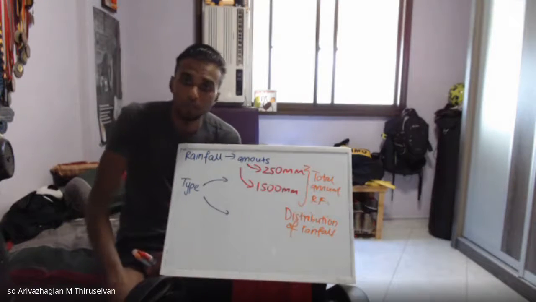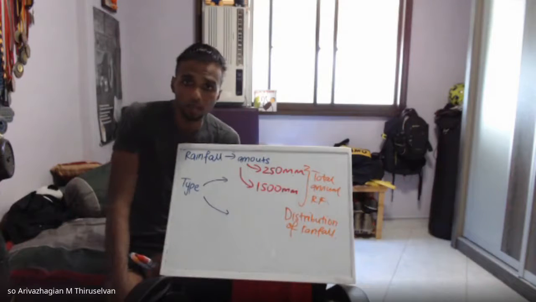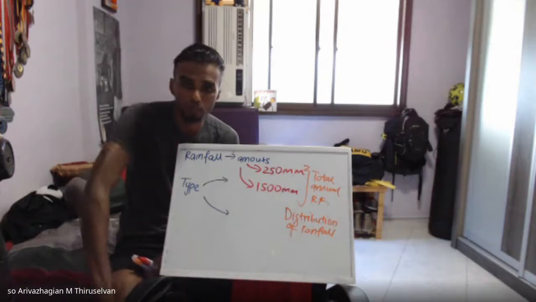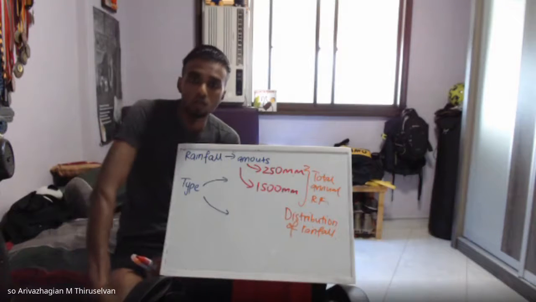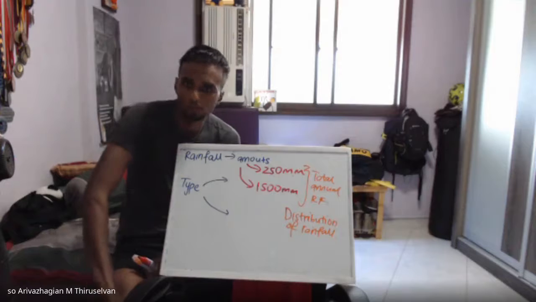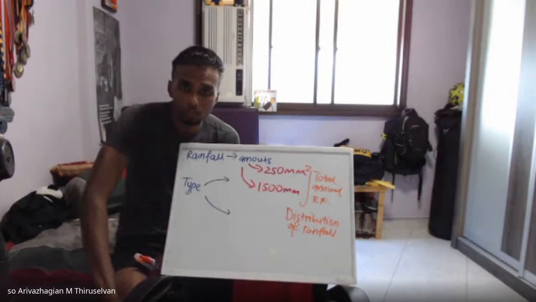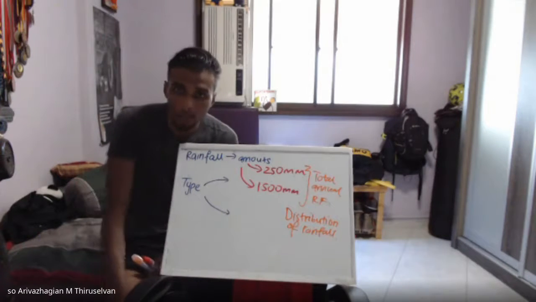Below 250 mm across a year is considered low. Above 1,500 mm in a year is considered high. Definitely Singapore is in the high range. We are definitely not in the low range. Most of the Southeast Asian nations surrounding us are also in the high range. Usually we end up about 2,000 plus, even higher than 2,500. On a really rainy year, it can be even 3,000 plus.